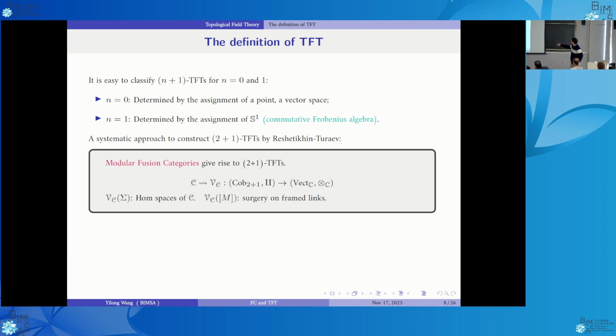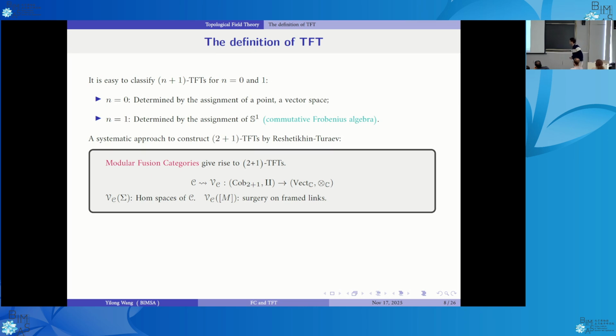So given a category, I will get a functor. There are three categories involved. One category is your input, and the output is a functor connecting two other categories. The really important thing is that we assign surfaces, dimension 2, to Hilbert spaces over C, that is, finite-dimensional vector spaces.